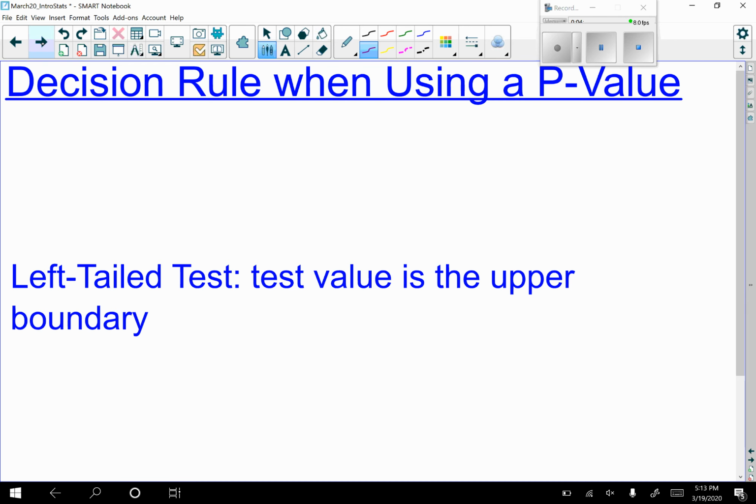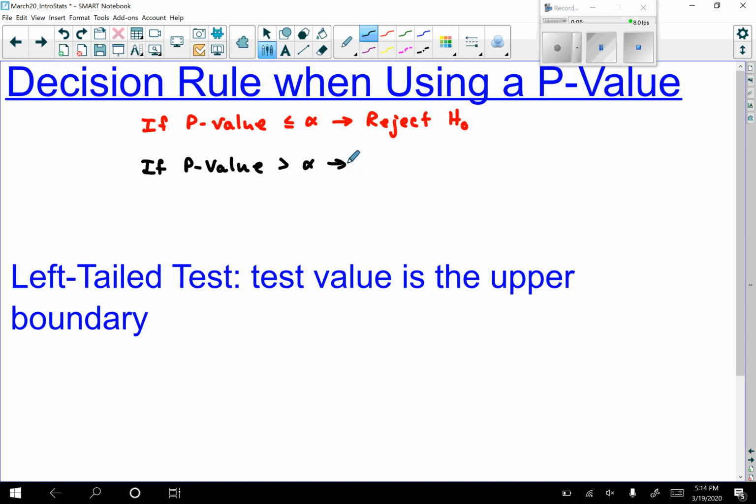All right, so our decision rule when using a p-value. If our p-value is less than or equal to alpha, then we end up rejecting the null hypothesis. If our p-value is greater than alpha, we do not reject the null hypothesis.